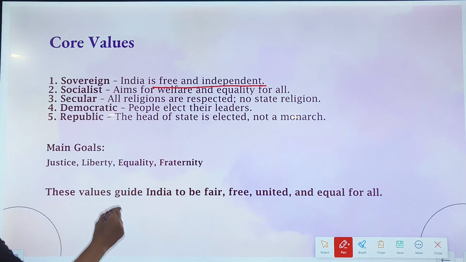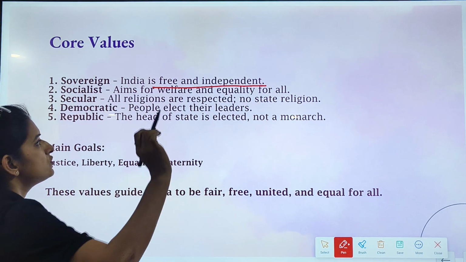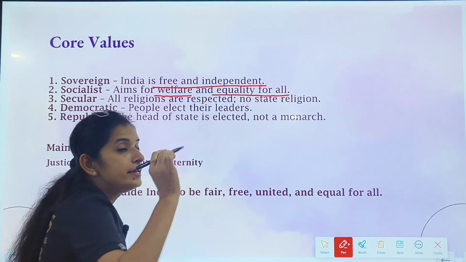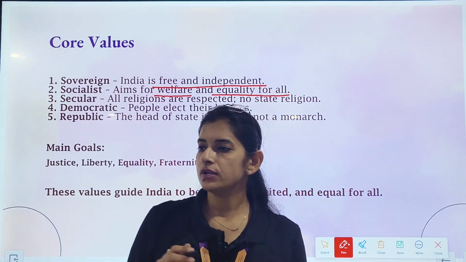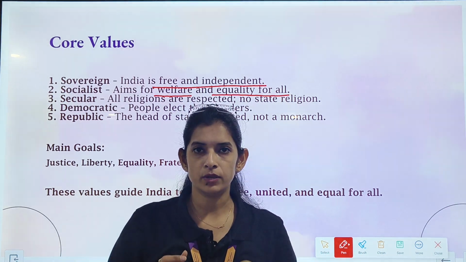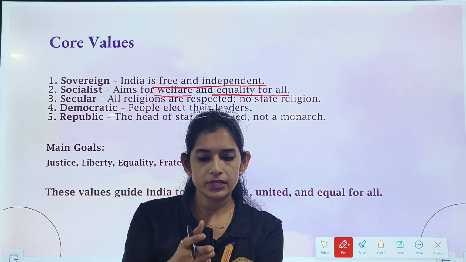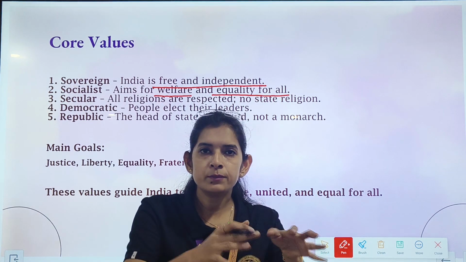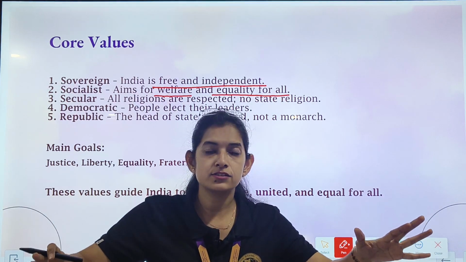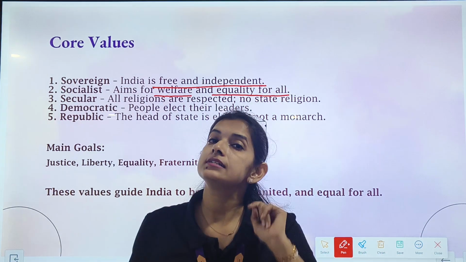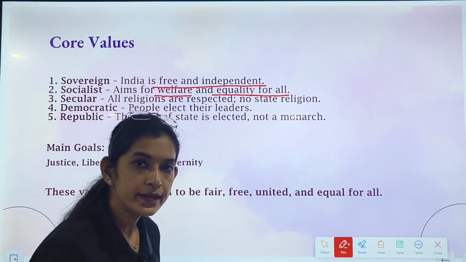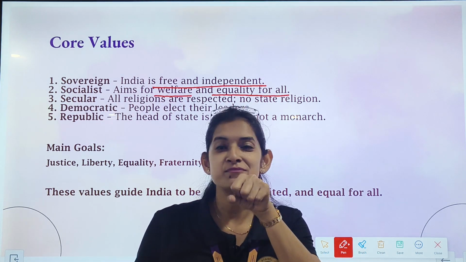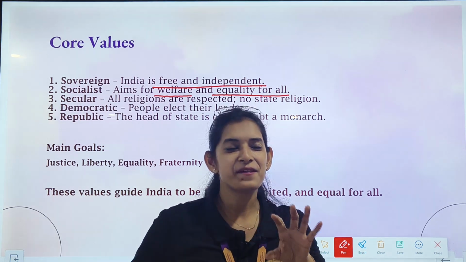Clear? Next, India is a socialist country. Socialist means it aims for welfare and equality for all. Here, all means, for example, there are certain properties available. It is not compulsory that those properties will lie only in the hands of a few wealthy people. All the properties will be divided amongst all the citizens of India. Clear? Why? Because it is a socialist country. Understood, my dear? And here I am talking about the things which are under government undertakings. I am not talking about private holdings. Clear?